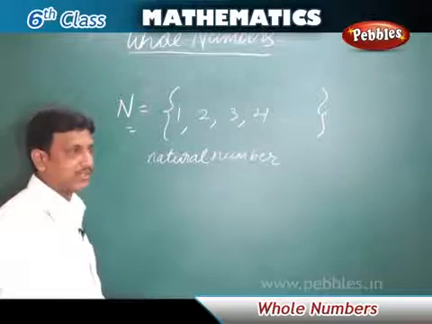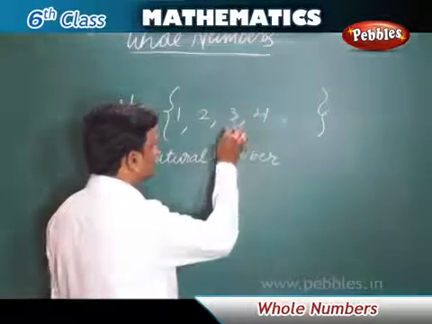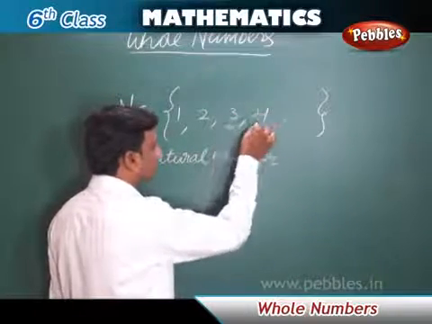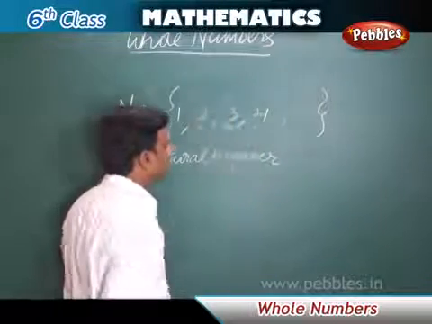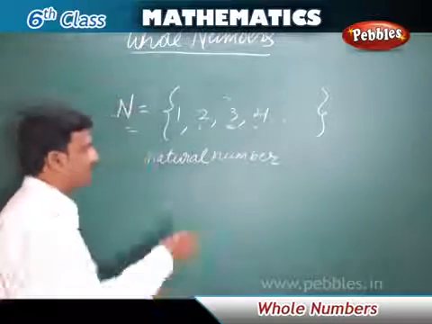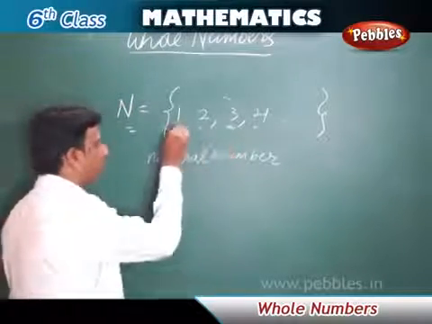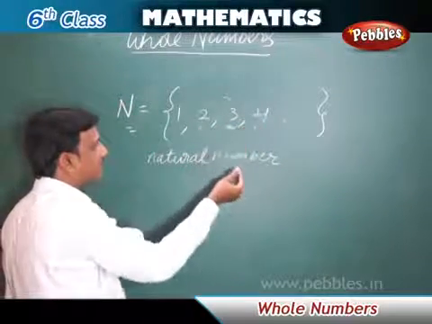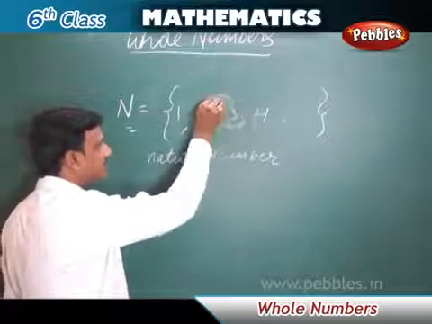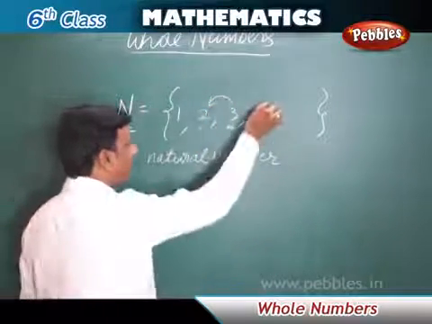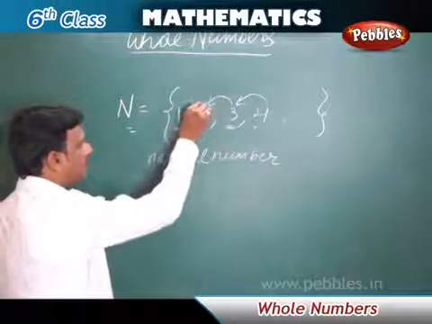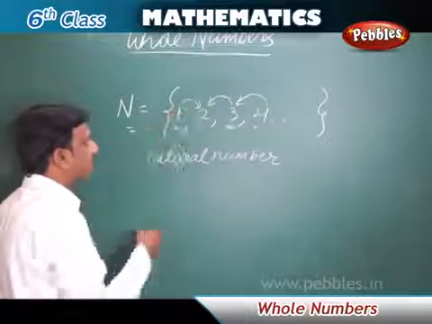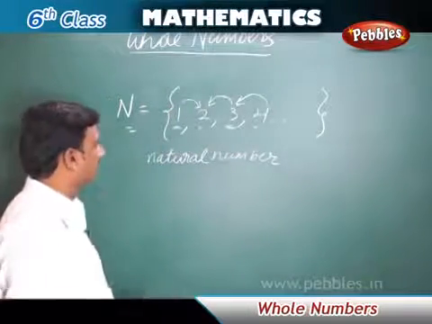So every natural number has a successor. For example, 3 has a successor 4. If you see 2, it has a successor 3. In the same way, the natural numbers except 1, other natural numbers have a predecessor. 3 has 2 as a predecessor and 4 has 3. But 1 has a successor, but it does not have a predecessor number.